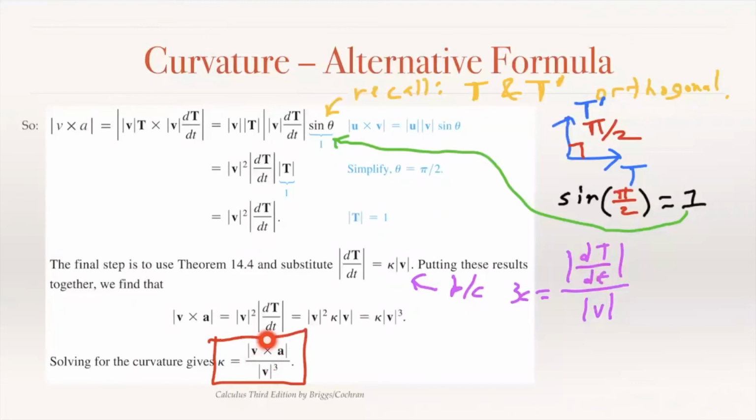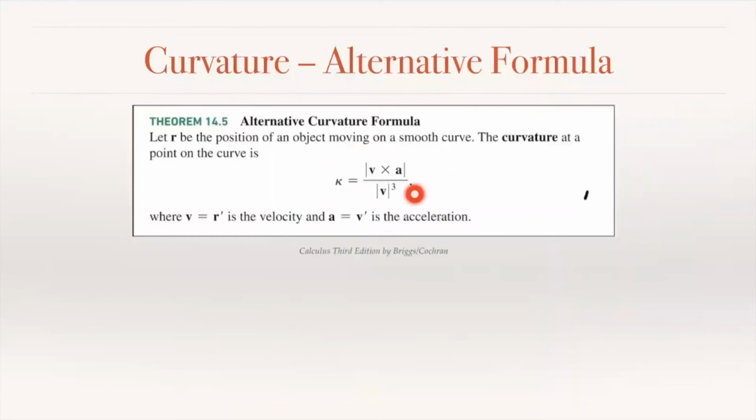So this is much nicer. It is way nicer to just find the velocity, the first derivative, find the second derivative, acceleration, take the cross product, and then take the magnitude. There's way less horrific differentiation here. So that's our big theorem on our alternate curvature formula that is often much nicer to apply.